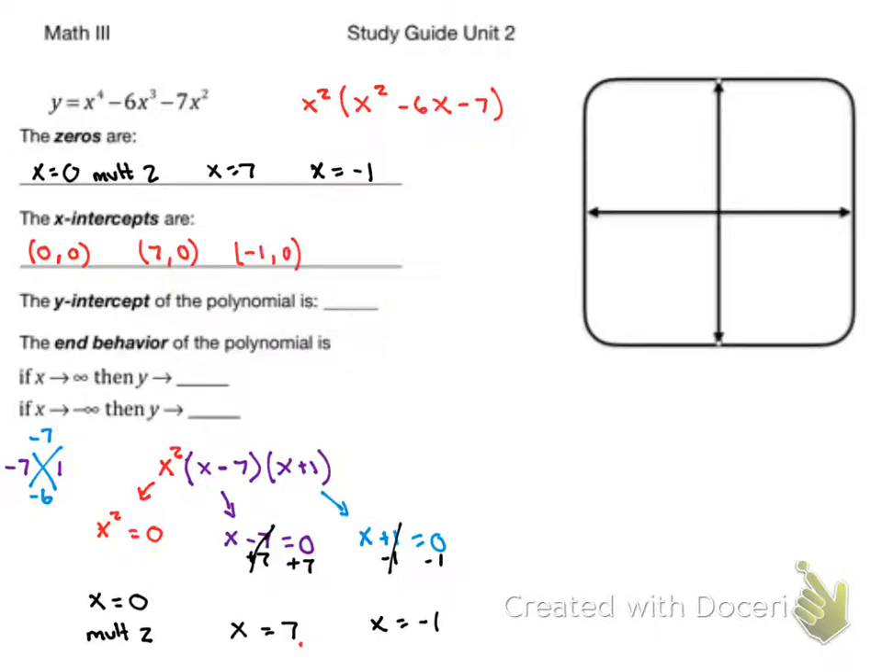So now we can go ahead and put our points on the graph. There's (0, 0). I'm going to say 7 zeros over here, and negative 1 is right there. Now finding the y-intercept. Remember, for the y-intercept, we always plug in 0 into the equation. So if you do plug in 0, you end up with 0. Everything zeros out there.